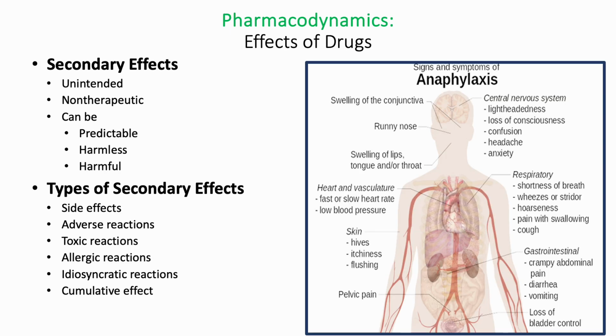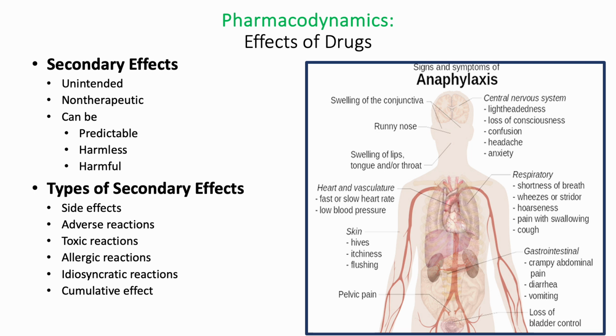Now we know about all of our primary and therapeutic effects. Let's talk a little bit about secondary effects. Secondary effects are unintended, non-therapeutic effects of a medication. There are quite a few different kinds of secondary effects depending on what kind we're talking about. They can be predictable, they can be unpredictable, they can be harmless, they can be harmful.